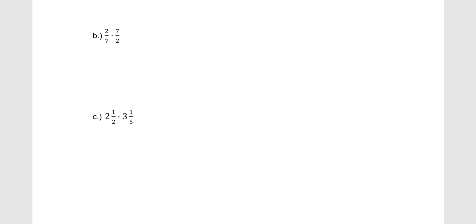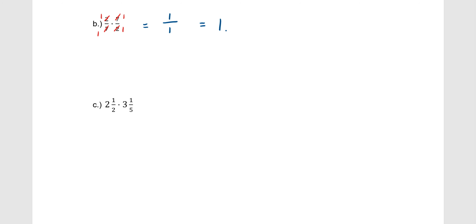Okay, next one we have 2/7 times 7 over 2. So for this one, we recognize that we have 2 divided by 2, which is 1 over 1. Common factor of 2 canceled. Same thing over here, 7 over 7, we get 1 over 1. So this whole thing ends up being 1 times 1 in the numerator, which is 1, and then 1 times 1 in the denominator, which is also 1. So 1 over 1 is just 1.